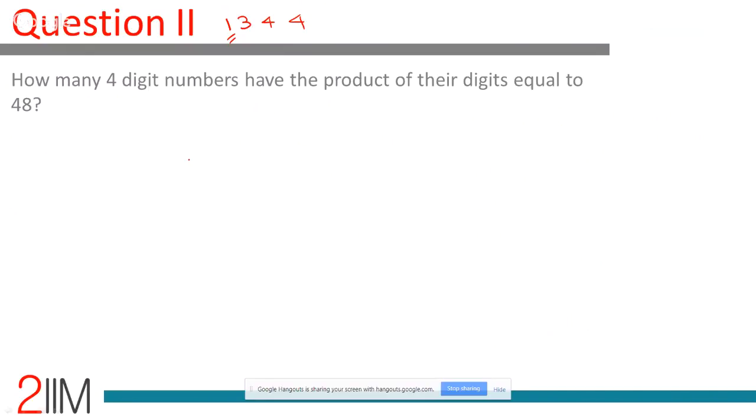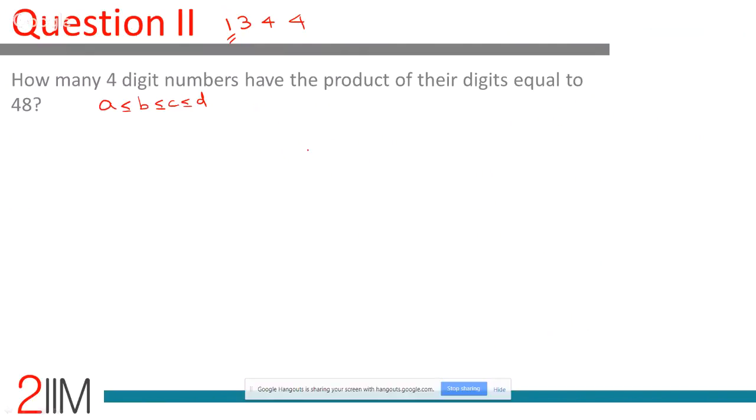There is a 4-digit number. Let's say the 4 digits are A, B, C, D. I'm going to say A is less than or equal to B, less than or equal to C, less than or equal to D. So I have a hierarchy here. I have a method to the way I count. Obviously, once I find the number, I'll find all the arrangements of that number. If I have 1, 3, 4, 4, I can obviously have 3, 4, 1, 4.